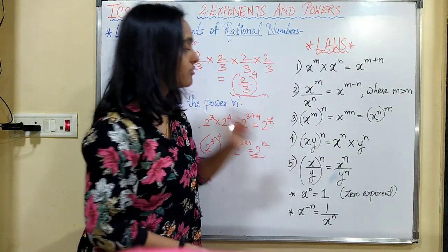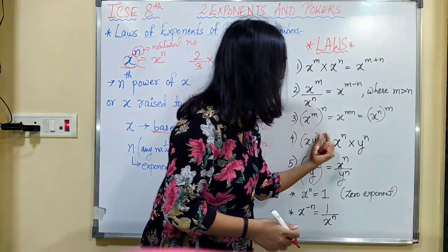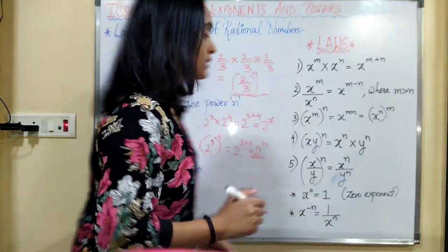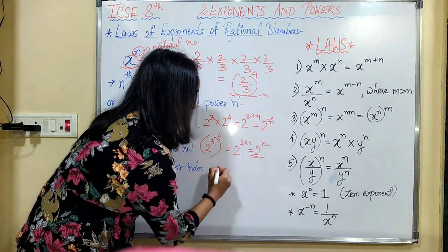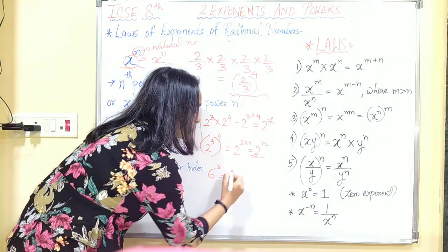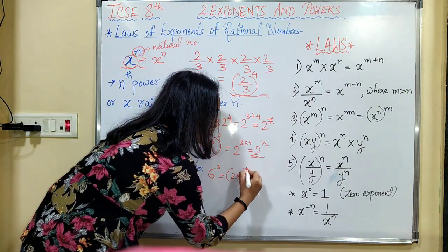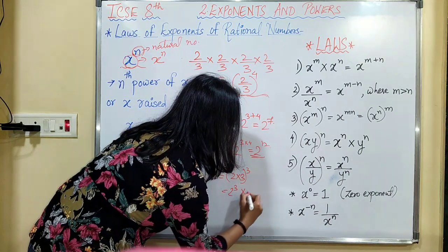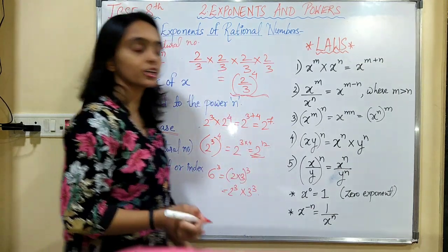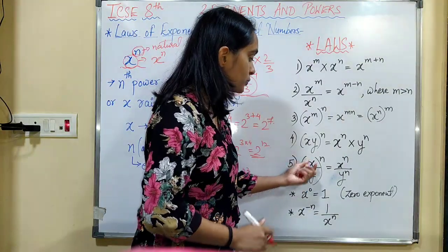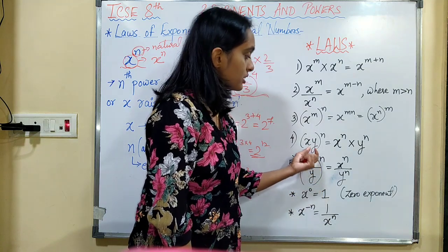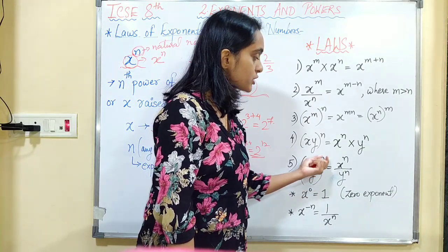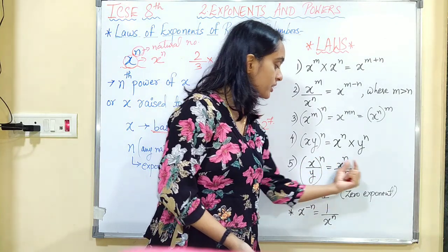Now the next one, if you have 2 bases here and it is raised to n, you can split it as x raised to n multiplied by y raised to n. Example, if you have 6 raised to 3, okay, 6 can be written as 2 multiplied by 3 raised to 3. So this can be split as 2 raised to 3 multiplied by 3 raised to 3. Okay. Now the next one is x divided by y raised to n. Here it was multiplication, here it is division. So it is x raised to n divided by y raised to n.